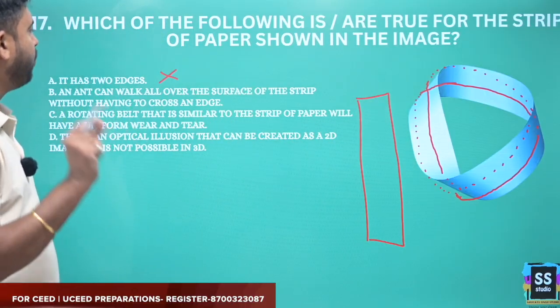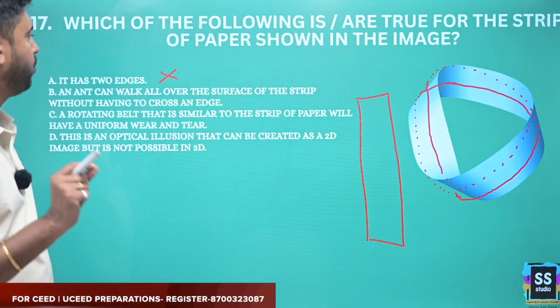Next one, an ant can walk all over the surface of the strip without having to cross an edge.